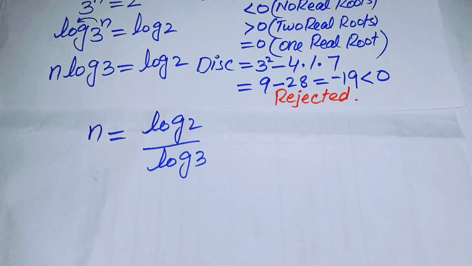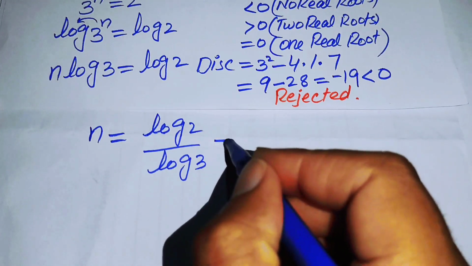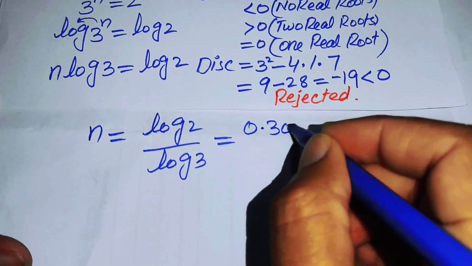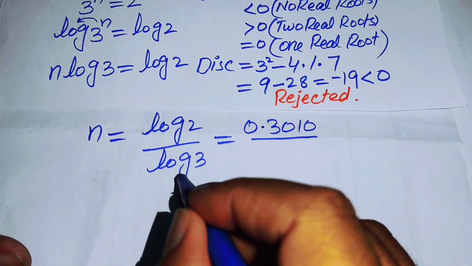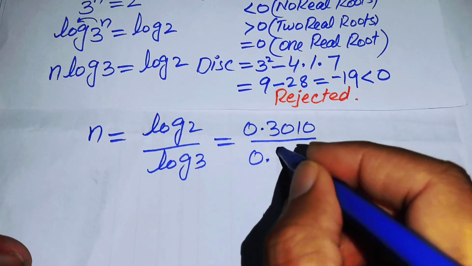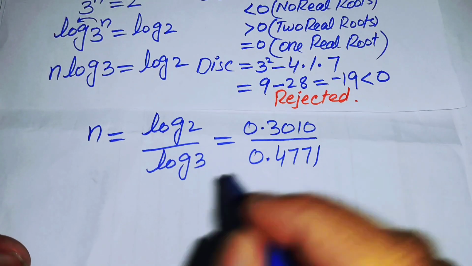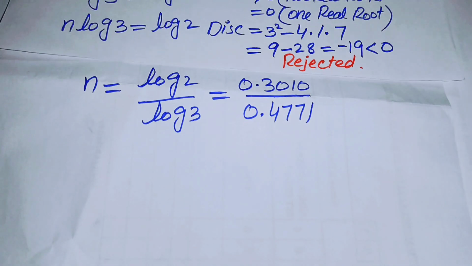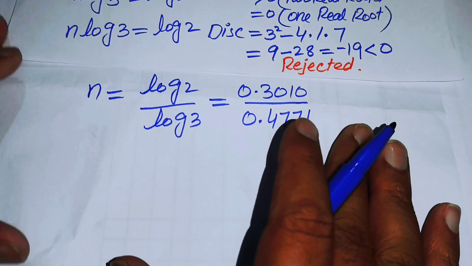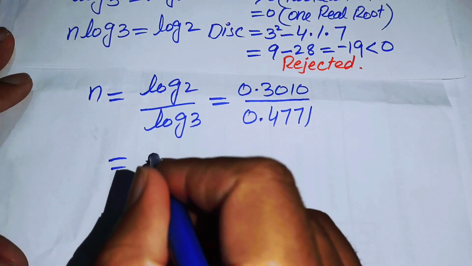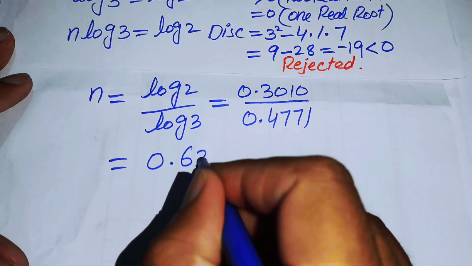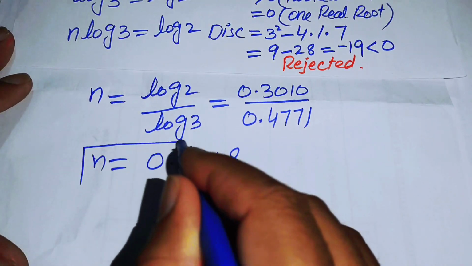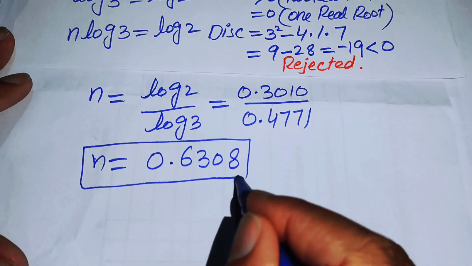You can use the calculator in order to find the value of log 2 and log 3, and you know that the value of log 2 is 0.3010, and the value of log 3 is 0.4771. Now we can divide both of the terms, and you will get the value of n is equal to 0.6308. So this is our final conclusion of this problem, and this is our final answer.